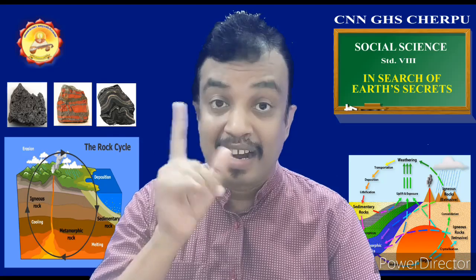Which are the different factors that influence the formation of soil? Climate, topography, plants and animals, parent rock, and the time. First one, climate, and then topography, the influence of plants and animals, the parent rock, and the time. These are the different factors that are influencing the formation of soil.